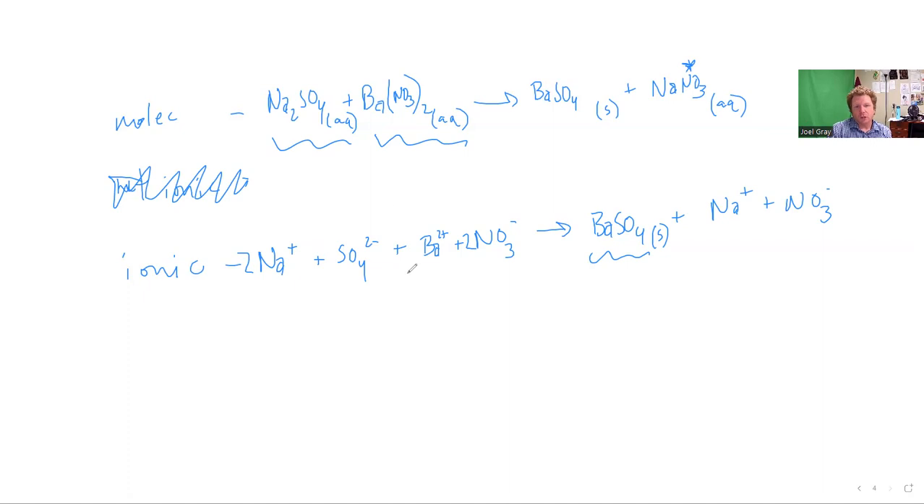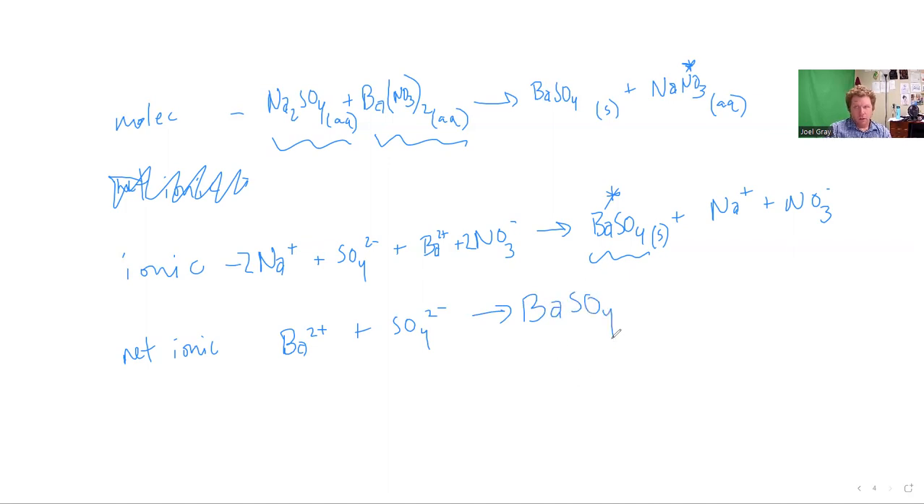Now, the last reaction, your net ionic reaction, is going to be, well, what are the things that actually make a solid? So what are the things that contribute to the formation of that BaSO4? Well, one thing is Ba2+. The other thing is SO4 2-. Those things will come together to make BaSO4.